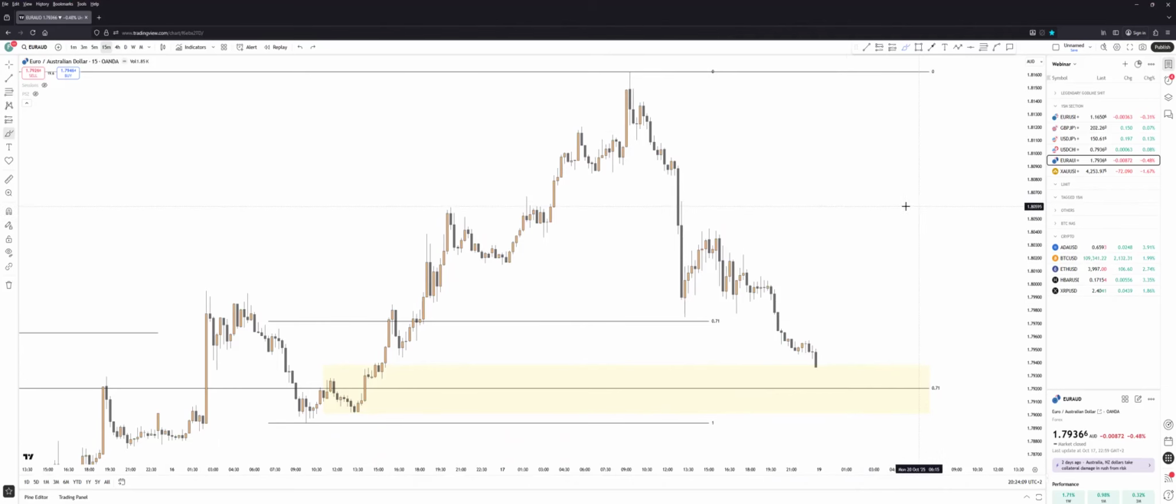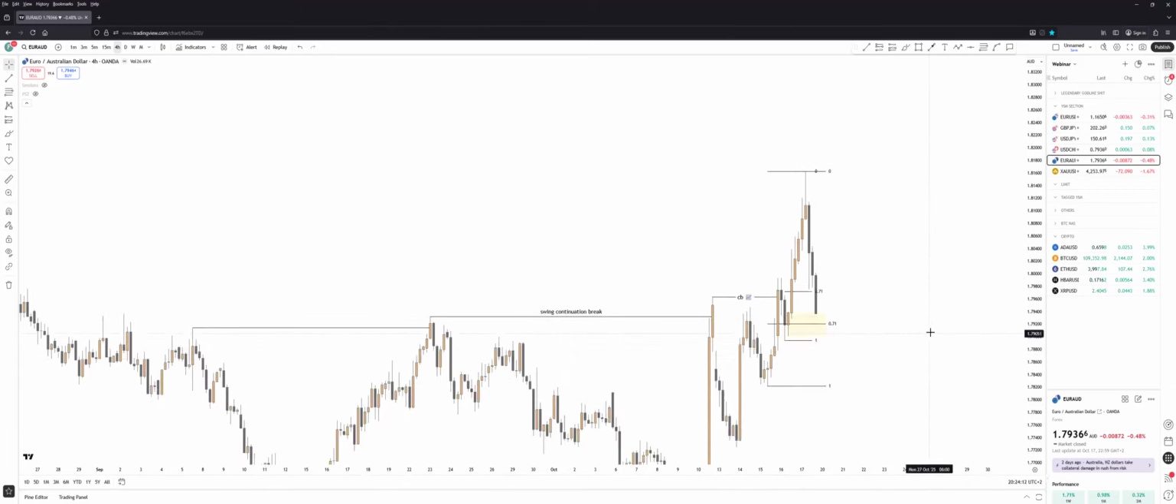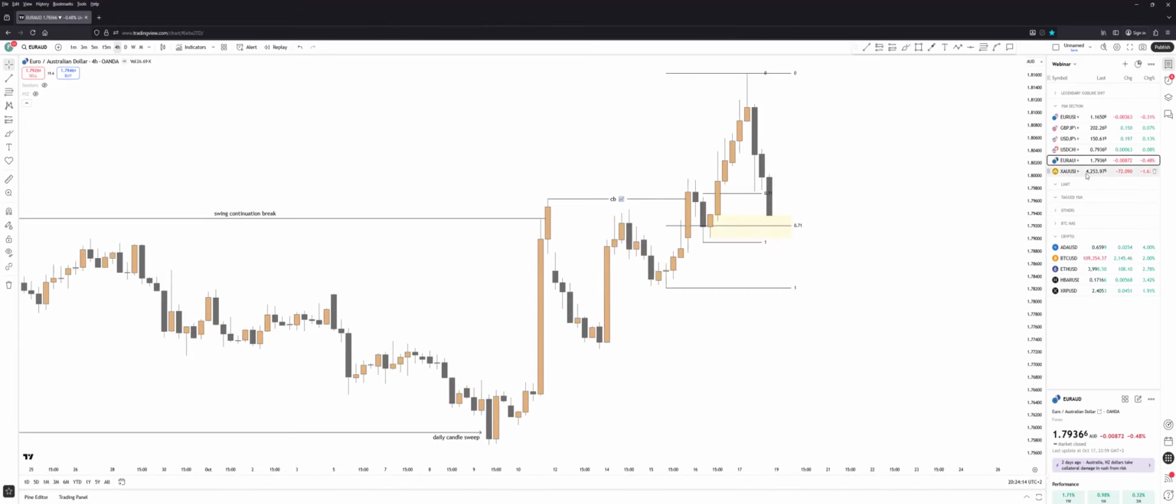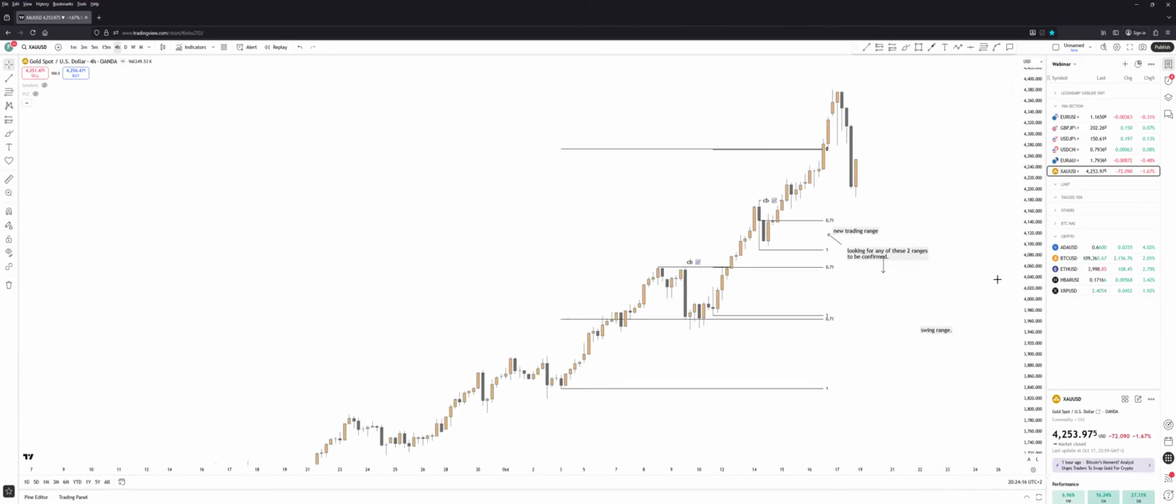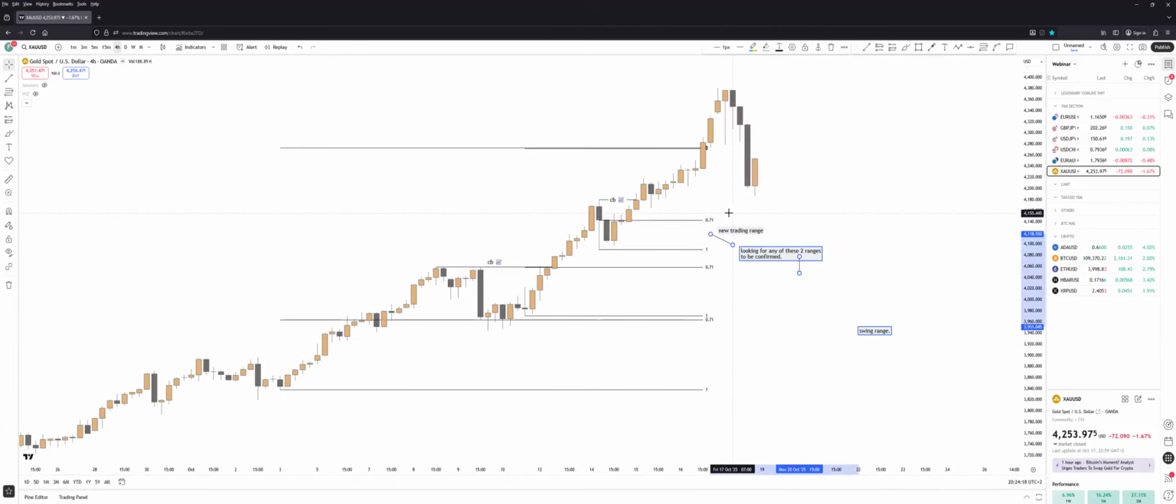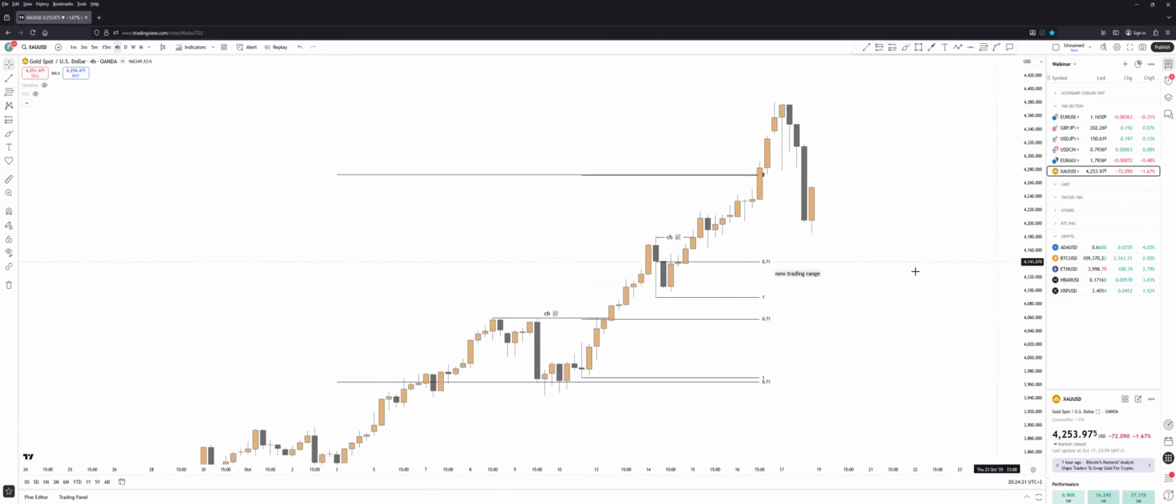Okay, so this is EUR/AUD. So far, all the five pairs have pretty high potential. Last pair, gold. Gold actually has nothing. Gold is doing gold stuff.